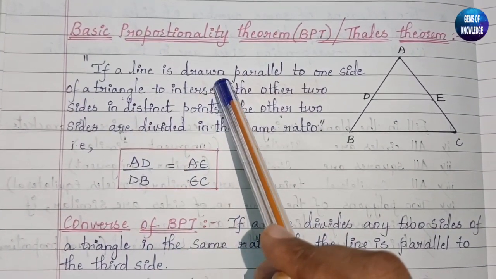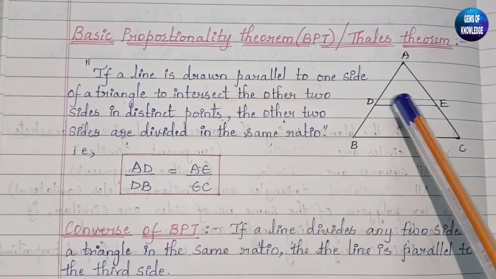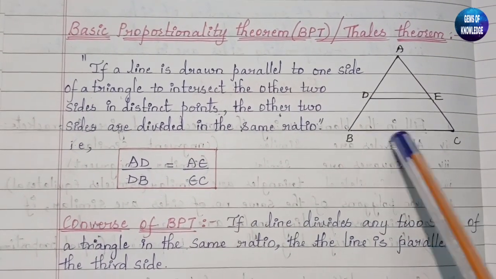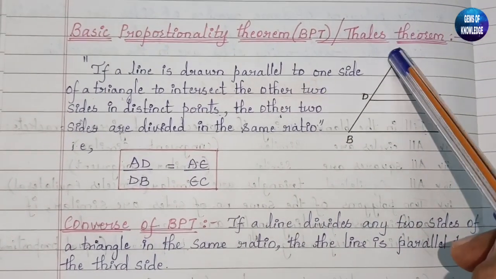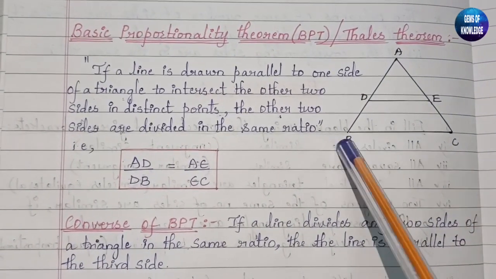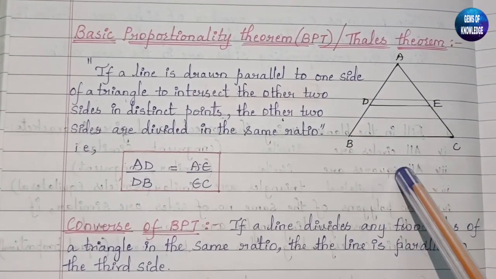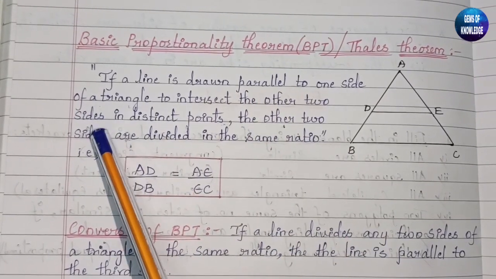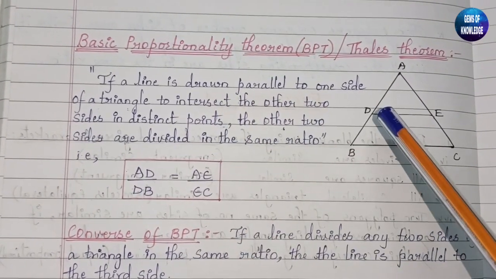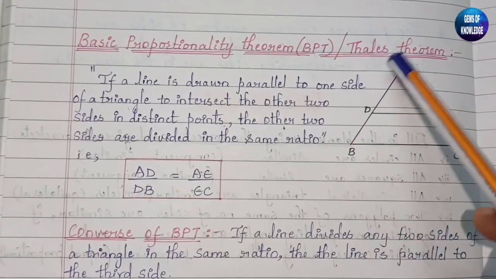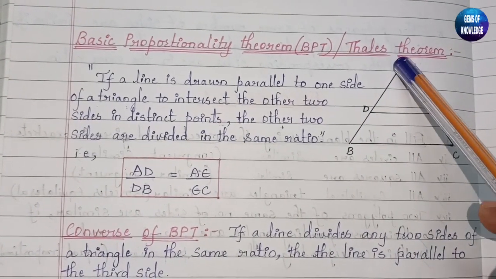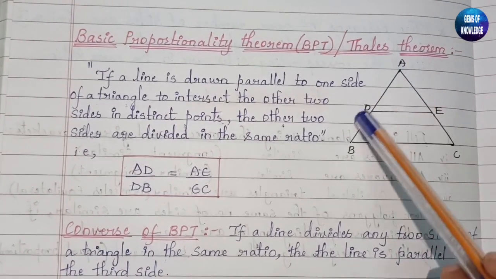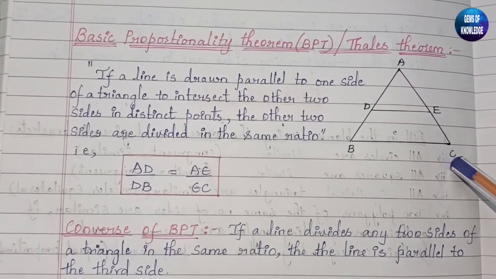If a line is drawn parallel to one side of the triangle, so this is the line which is drawn parallel to one side of the triangle. Which is that one side? BC is one side. You know that there are three sides for the triangle, so this BC is one side to which this DE is parallel, to intersect the other two sides in distinct points. So this is intersecting the other two sides, at a point on AB and at a point on AC. So this D is intersecting on the line AB and this E is intersecting on the line AC.